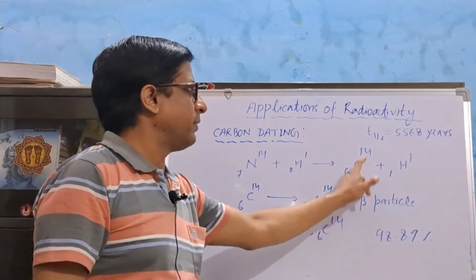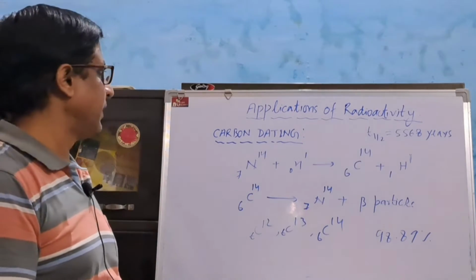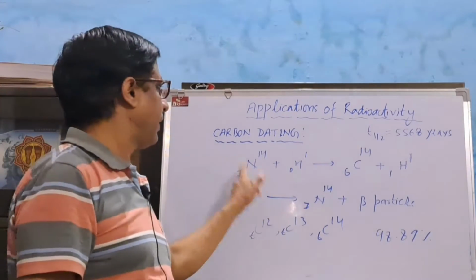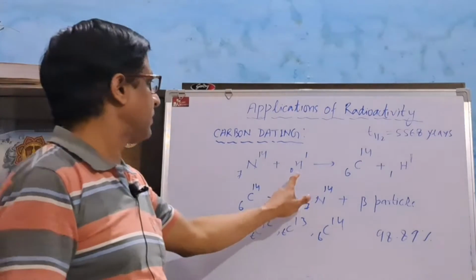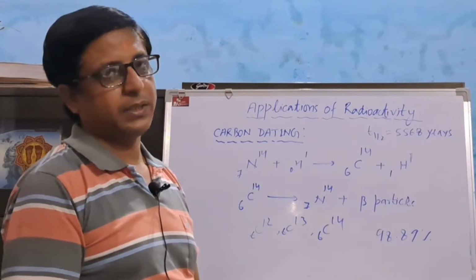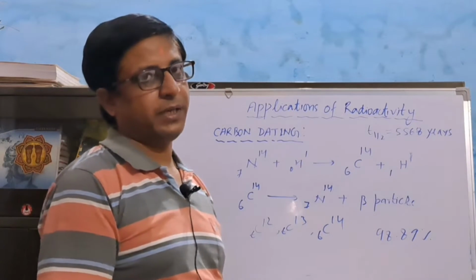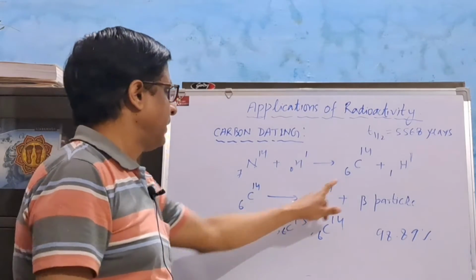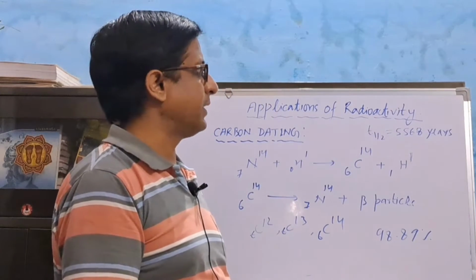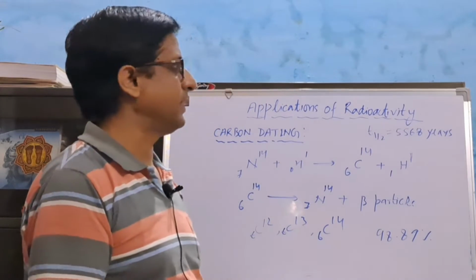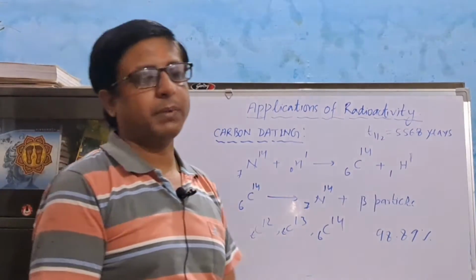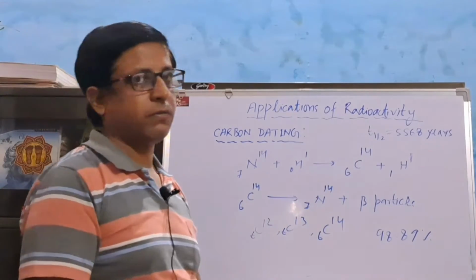Carbon 14 is produced in the atmosphere by bombardment of cosmic neutrons on atmospheric nitrogen. When neutrons collide with atmospheric nitrogen, carbon 14 is produced in the atmosphere in a trace amount, very little. This carbon 14 is radioactive and has a half-life of 5568 years. This carbon 14 decays by emitting beta particles. It converts into nitrogen 14.